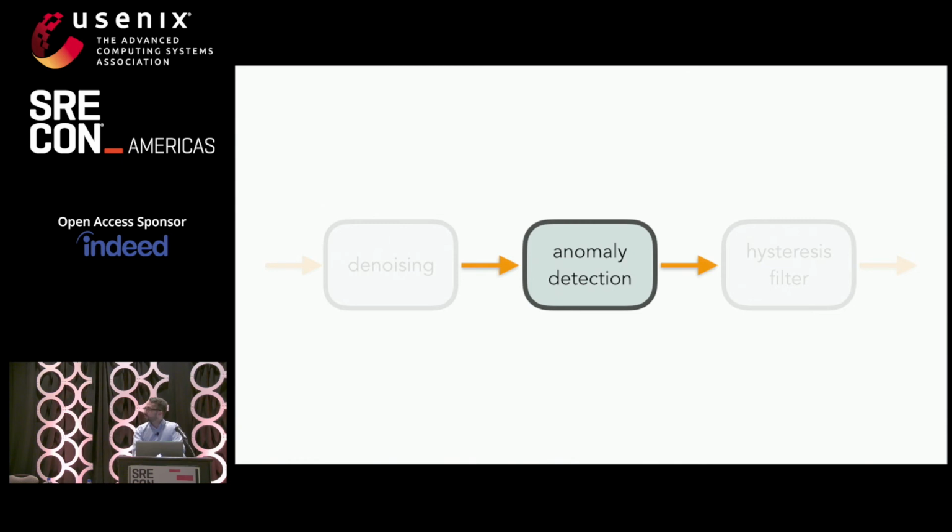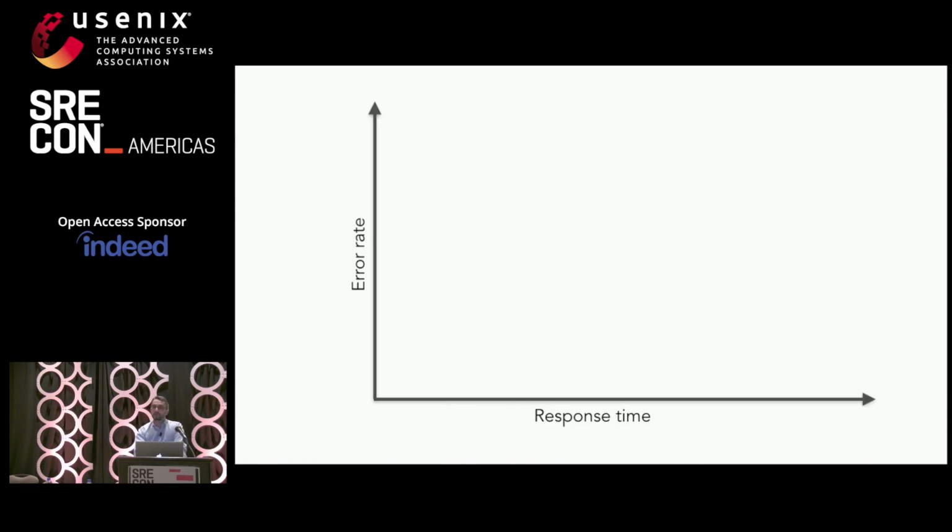Finally, second, we go through an anomaly detection stage. As I mentioned before, each single host, each single service instance can be represented by two variables, the error rate and the response time. So we can plot the state of one specific host as a dot over this plane, where the x-axis represents the response time and the y-axis represents the error rate. So let's plot all the hosts in our cluster over this plane.